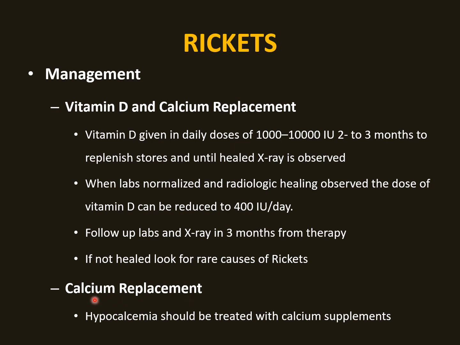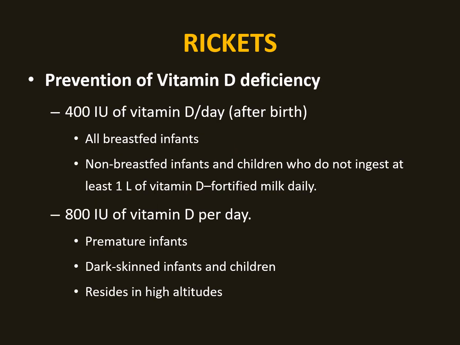Calcium replacement: hypocalcemia should be treated with calcium supplementation, especially during therapy. Prevention of vitamin D deficiency: 400 international unit of vitamin D per day should be given after birth for all breastfed infants. And non-breastfed infants and the children who do not ingest at least 1 liter of vitamin D fortified milk daily. 800 international unit, which is double the dose, for premature infants, dark skinned infants and children, or if resides in high altitudes.